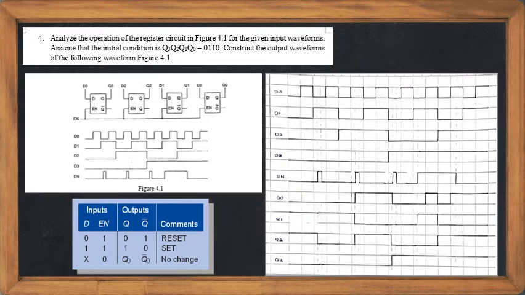Question 4. Analyze the operation of the register circuit in figure 4.1. For the given input waveform, assume that the initial condition is 0, 1, 1, 0 for the output of Q. Construct the output waveform for figure 4.1. To draw the output waveform, you can refer to this function table.